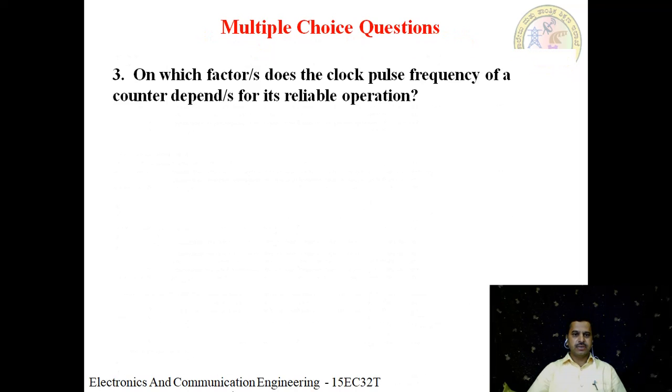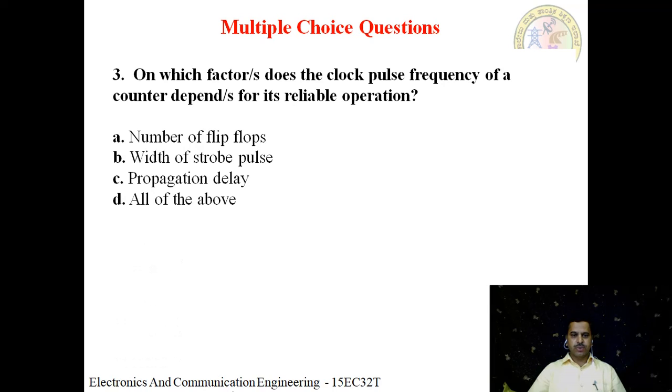Next question. On which factor does the clock pulse frequency of a counter depend for its reliable operation? Number of flip-flops, width of the strobe pulse, or propagation delay. The number of flip-flops definitely matters: when the number of flip-flops increases, the delay also increases. The width of the strobe pulse, that means the width of the clock pulse, is also important. The propagation delay, the transition delay from one flip-flop to another, is also important. All are important, so the answer is all of the above.